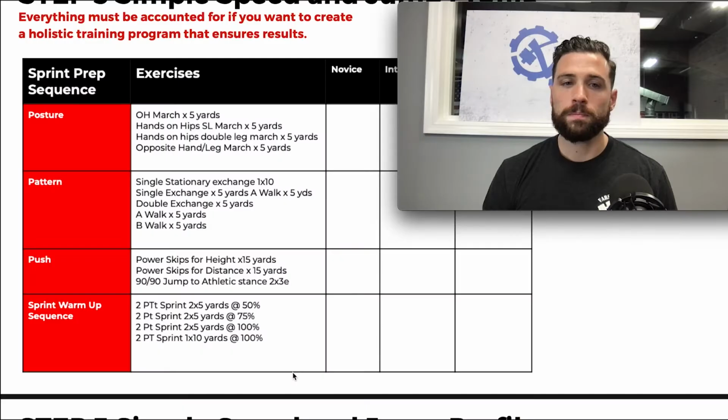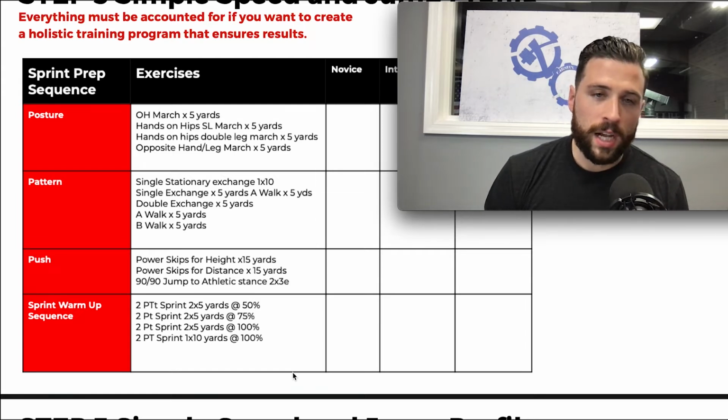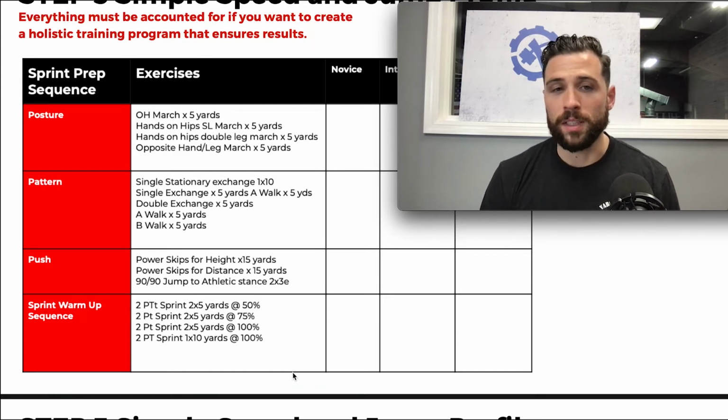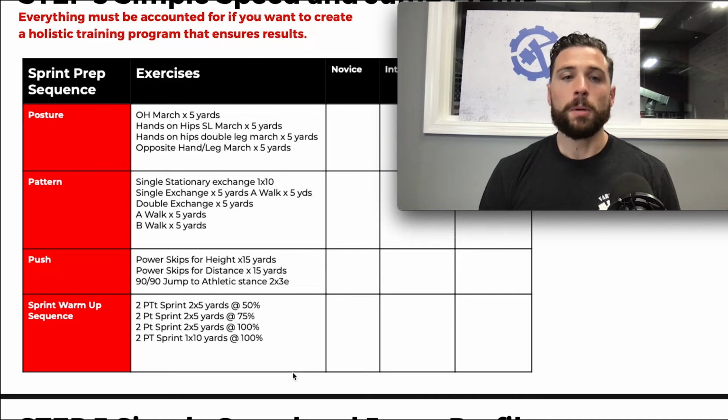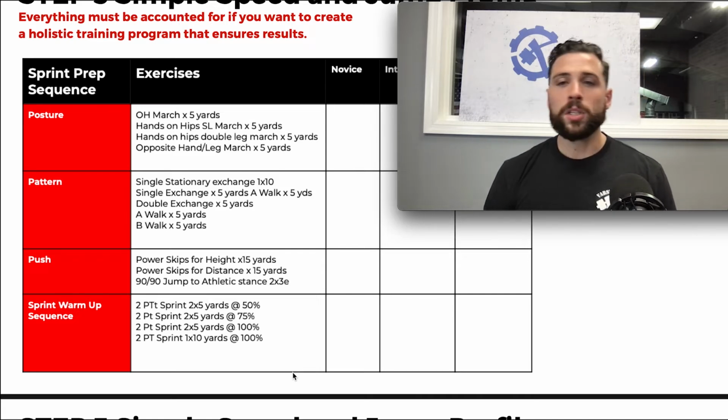So for these exercises, what we're looking for specifically is I'm just looking for your sprint mechanics. I'm looking for coordination. I'm looking for technique. I'm looking for front side, backside mechanics. But most importantly, I'm looking at where this individual bleeds power.